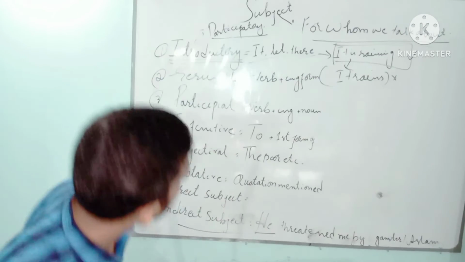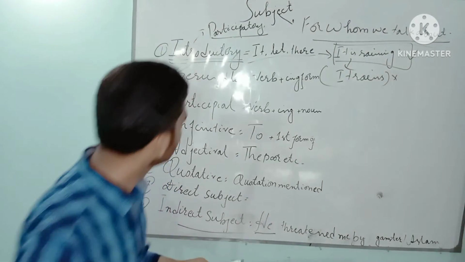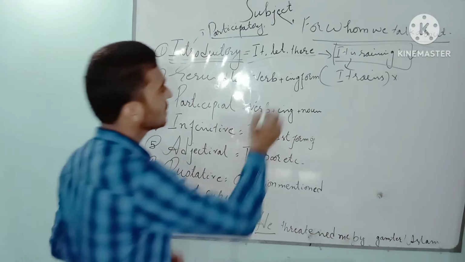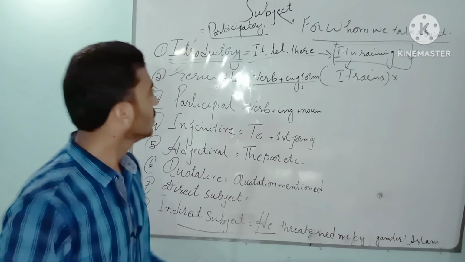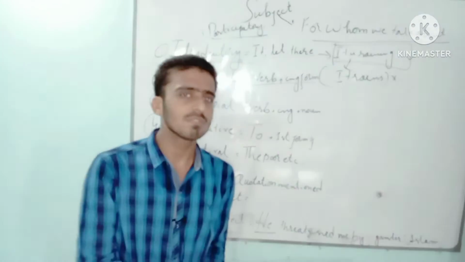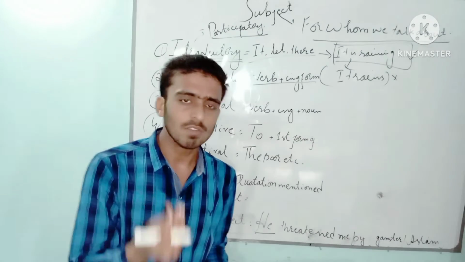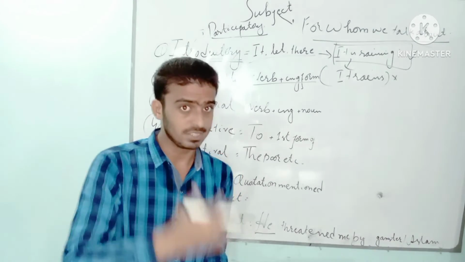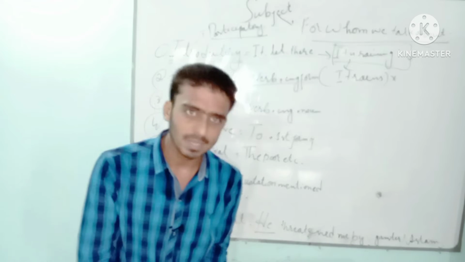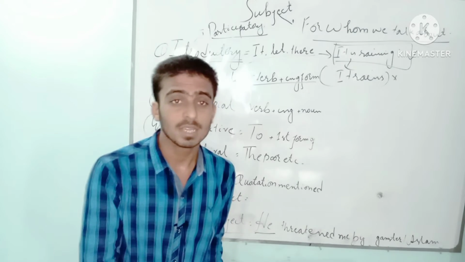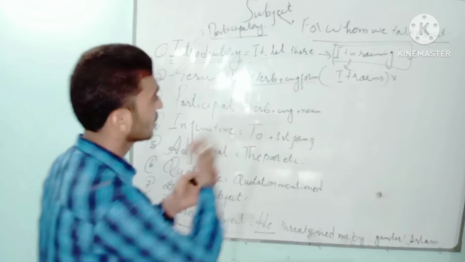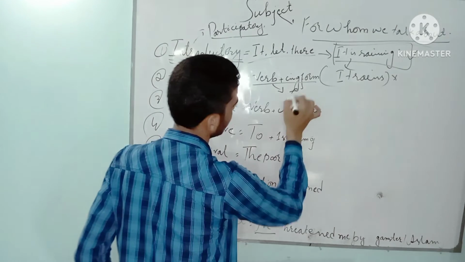And after that, we will consider the other kinds of the subject. General subject: verb plus ing form. You might have learned that whenever we have been given the verb plus ing form, we can say that it's a gerund. Suppose I give an example: swimming is a good habit, learning is a good habit. Here I give an example: learning.